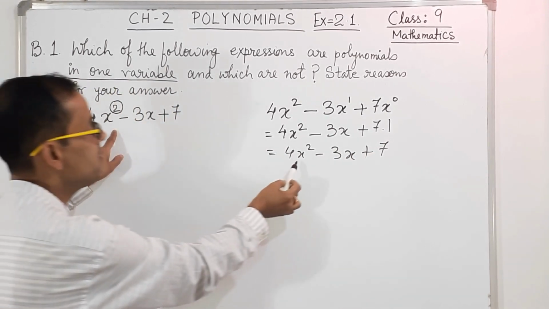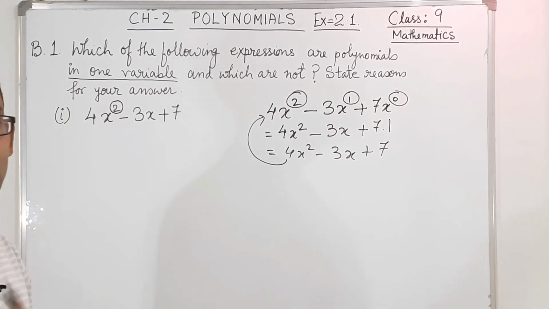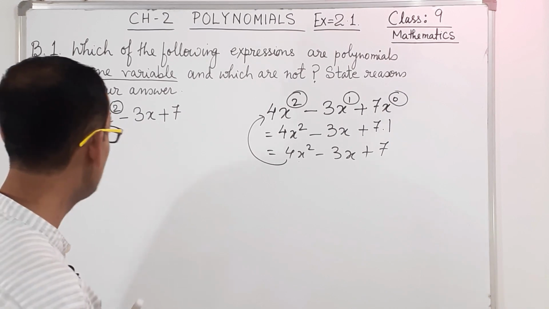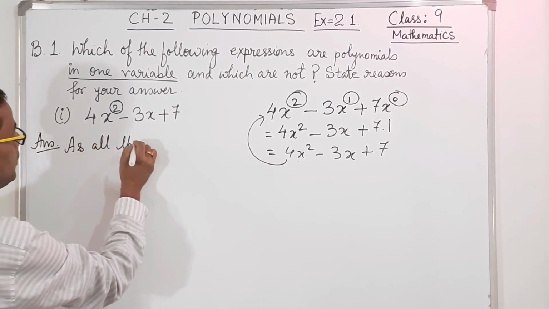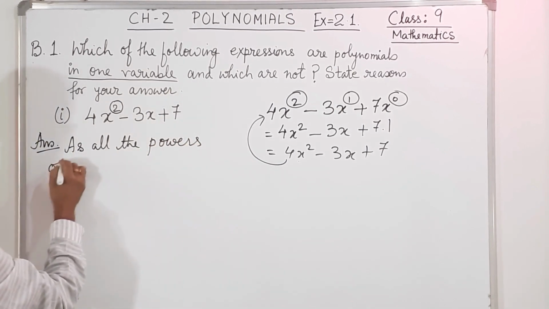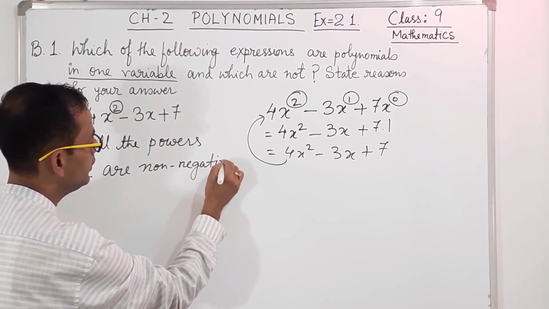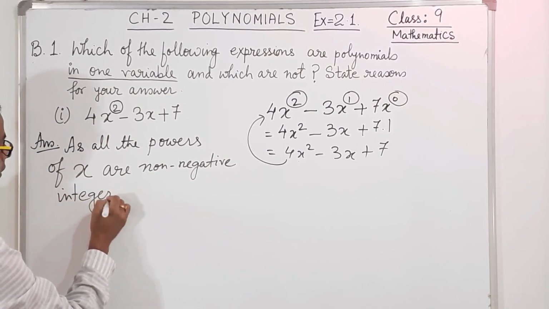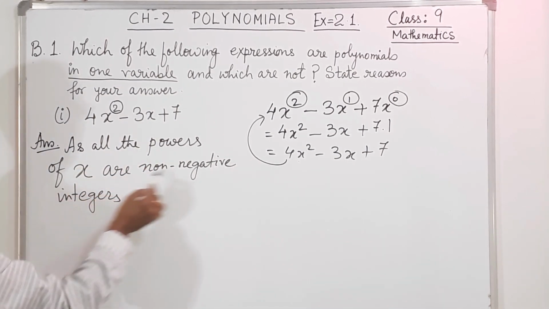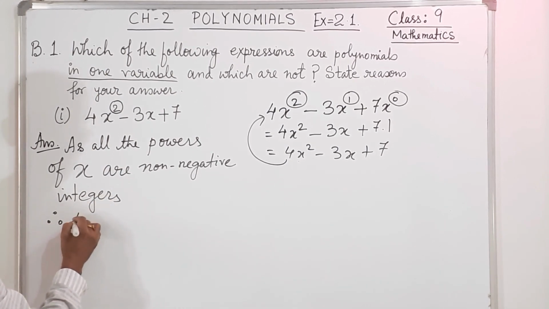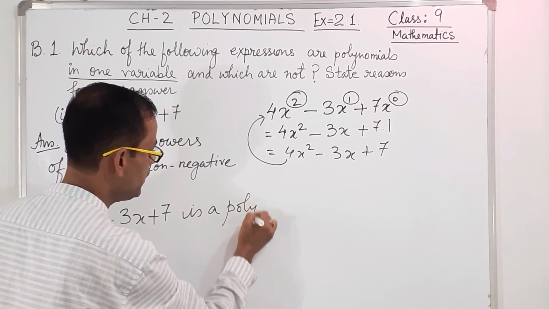Now you see the powers 2, 1 and 0. So all the powers are non-negative integers. So how will we write the answer? Answer: as all the powers of x are non-negative integers. Here the variable is x. As all the powers of x are non-negative integers, therefore 4x square minus 3x plus 7 is a polynomial. So it is a polynomial.